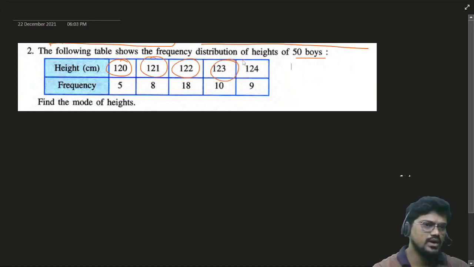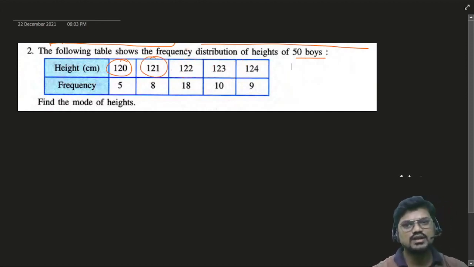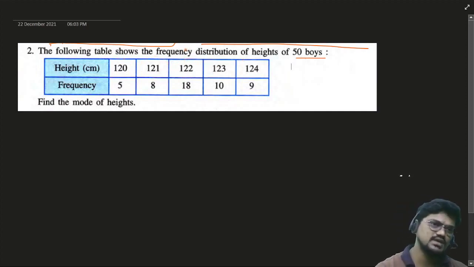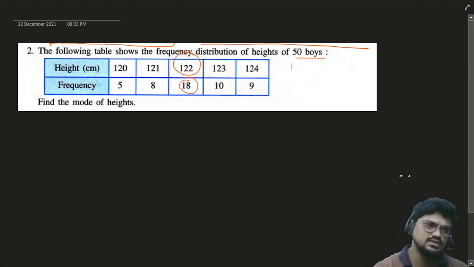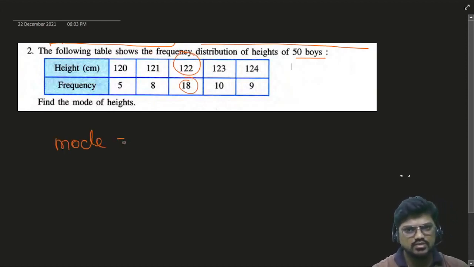It's not like 120 to 124, 124 to 150 like that. It is not there. So you can directly write the mode. The mode is the one which has the highest frequency. So which is the highest frequency? This. The mode is 122. That's it. Got it?